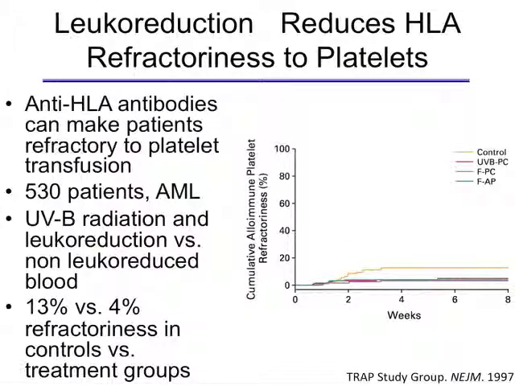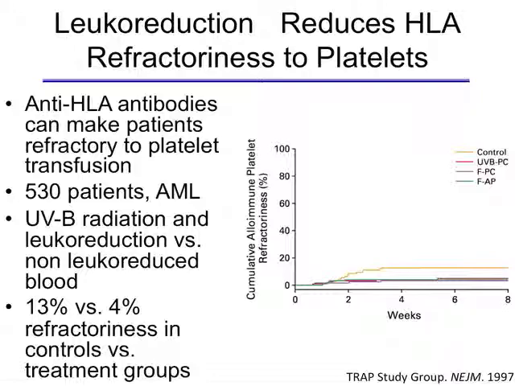Another reason to leukoreduce is that leukoreduction reduces HLA refractoriness to platelets. So, patients, when they're exposed to white blood cells from transfusion or HLA antigens through pregnancy, can make anti-HLA antibodies. And platelets express HLA antigens, and patients can become refractory when they have a wide range of anti-HLA antibodies with varied specificities.